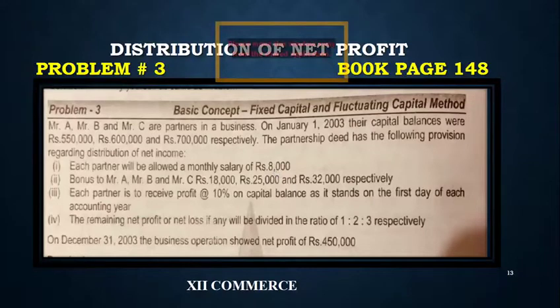Do the working with a pencil, because it is your per month salary of 8,000 and you are receiving it from January till December. January starts, and in the required it is written that on December 31st, 2003 the business operation showed a net profit of 450. So you have the full 12 months. Then multiply by 12. Number 2, bonus to Mr.